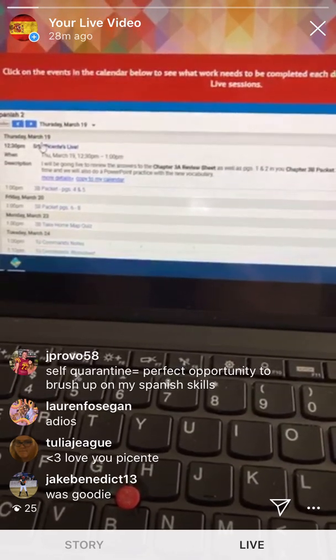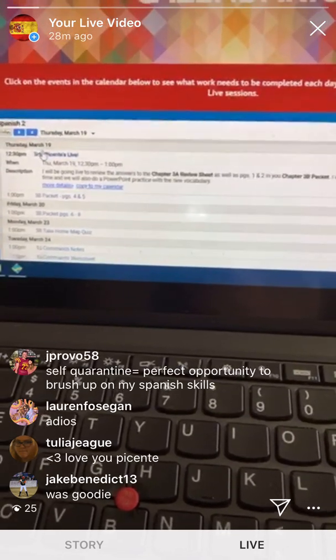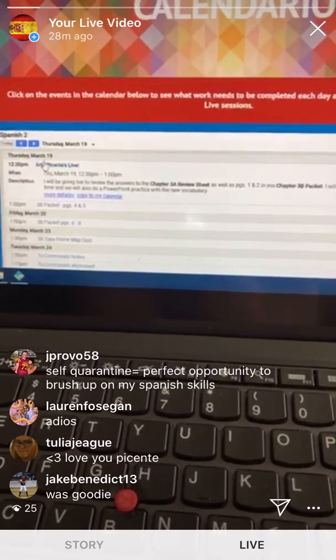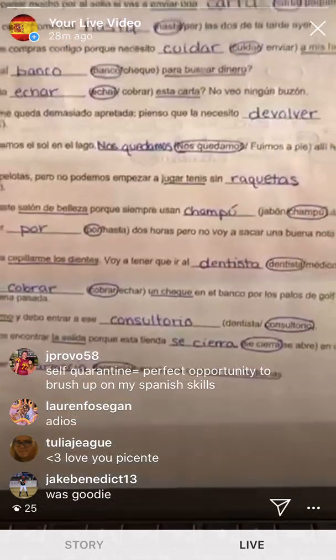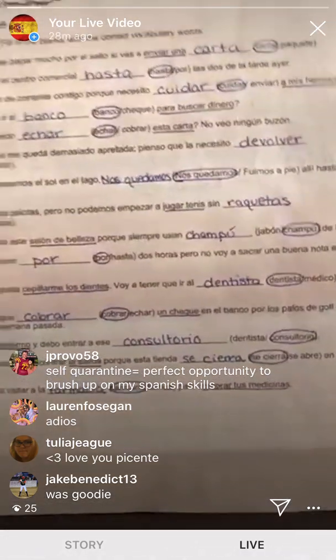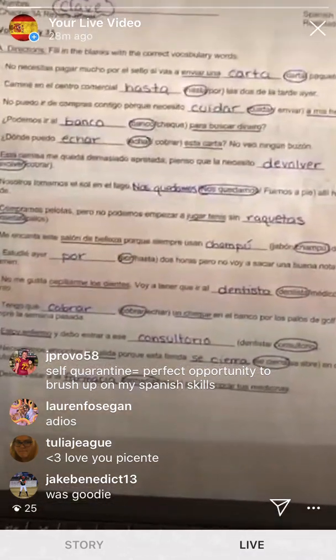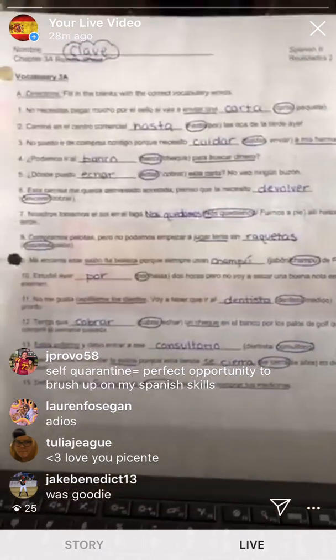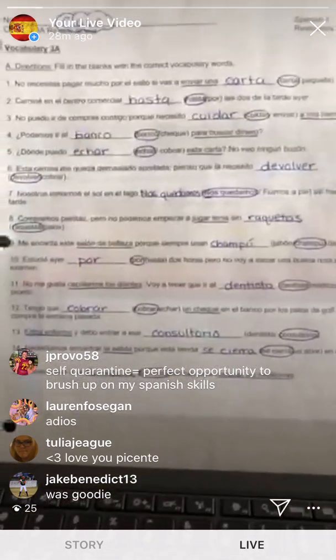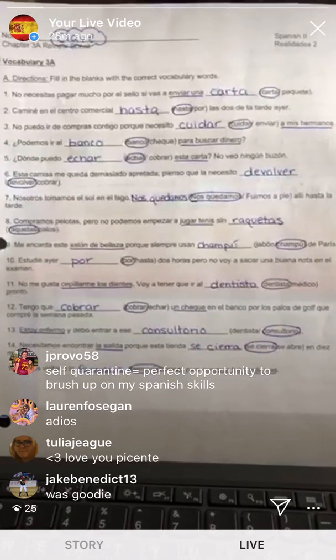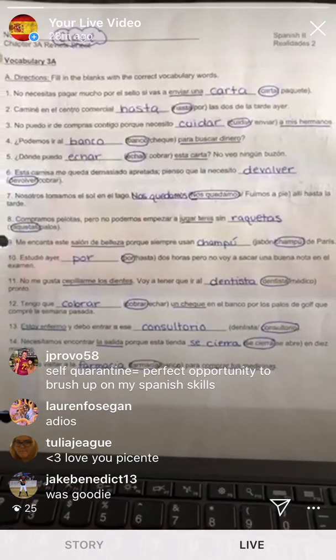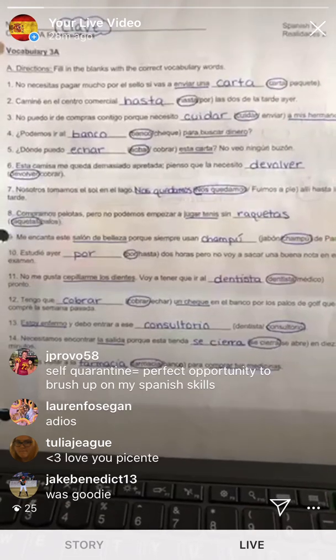So I'm going to start with your answer key for the 3A review sheet. Again, we had just finished community stuff, places in the community, errands that you would run in the community. So here is the answer sheet to the 3A review sheet. So if you can take a look at this, look at your answers. I'll leave it up here.